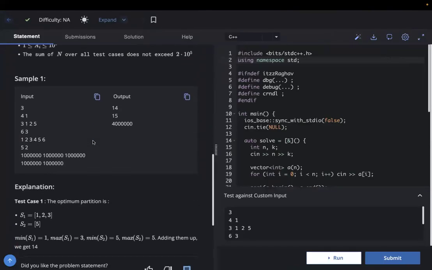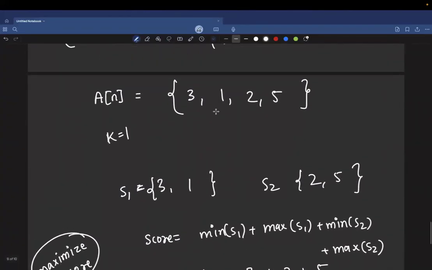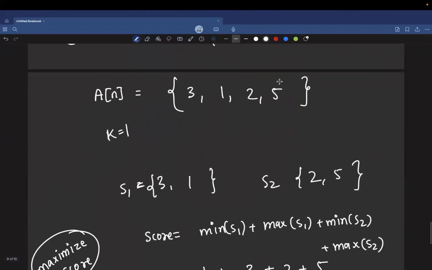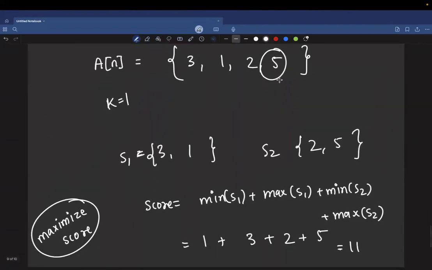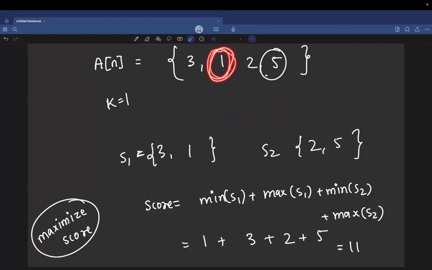One obvious observation here is that whatever is the maximum element of the array, it doesn't matter in which set you put it. Either you put it in the first partition or the second partition, it will always remain the maximum even in its own partition, and it would always contribute to the score. Similarly for the minimum guy, in whichever partition you put it, it will be the minimum even in that partition, and it will contribute to the score.